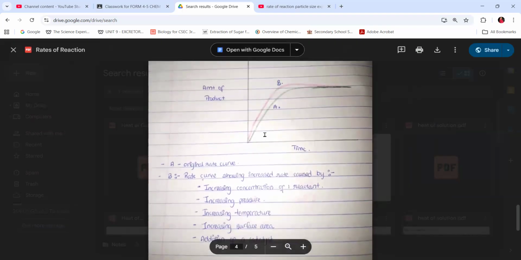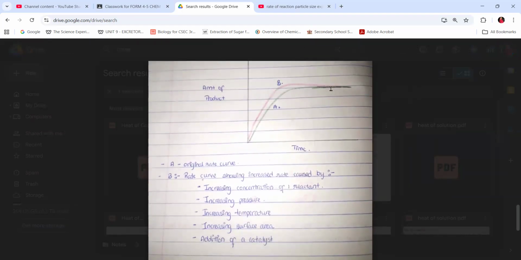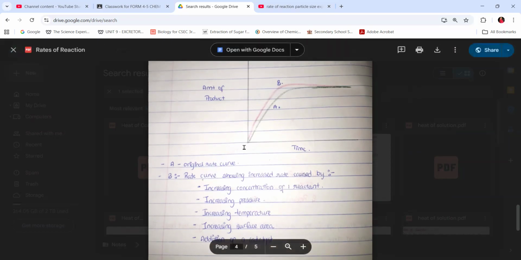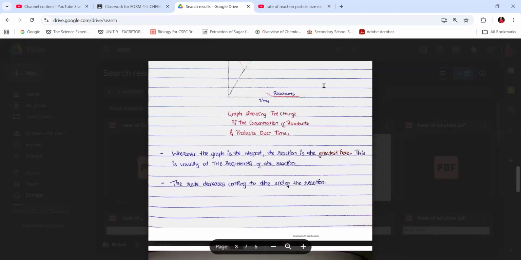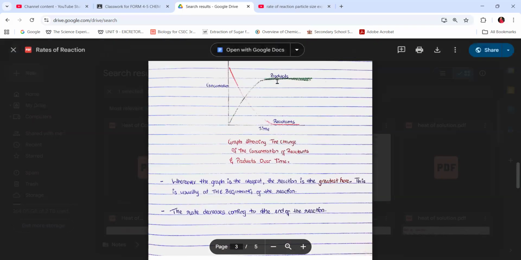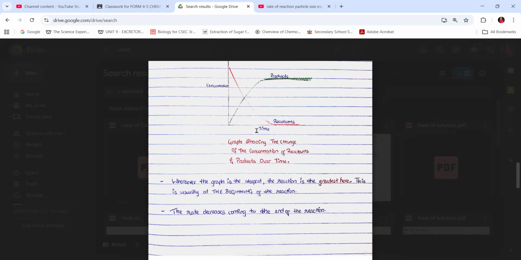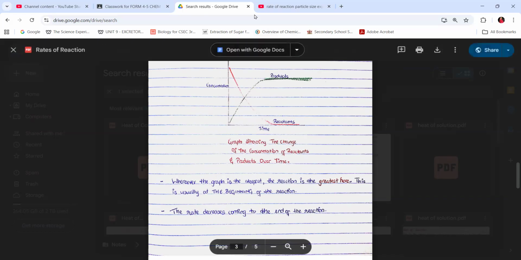So this is the original rate curve for amount of product. B is if you increase the concentration, increase the pressure, increase the temperature, or add a catalyst, you see the reaction happen faster, right? That's if you manipulate one of the factors. So the curves are basically given as a guide as to what could take place, all right? Wherever you have your slope in your graph, that is where you have the greatest amount of your reaction taking place. And that's it for rates of reaction.